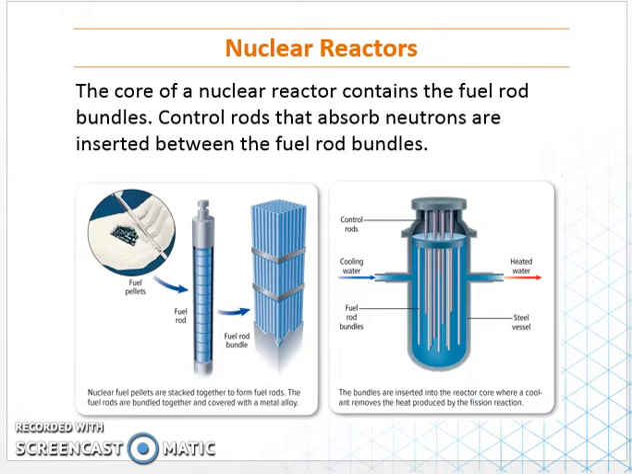The core of a nuclear reactor contains the fuel rods as seen here. So this is what you saw. This is what you were seeing right here, but you were seeing it from the top, okay? So this was like the little cubes you saw. So the core of a nuclear reactor contains the fuel rod bundles, this is a bundle. The control rods that absorb neutrons are inserted between the fuel rod bundles.